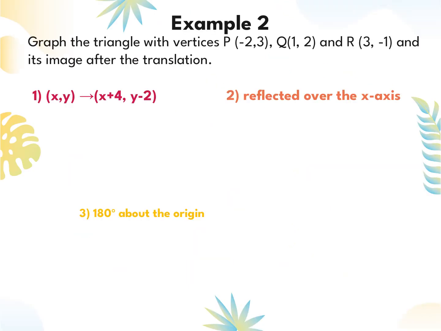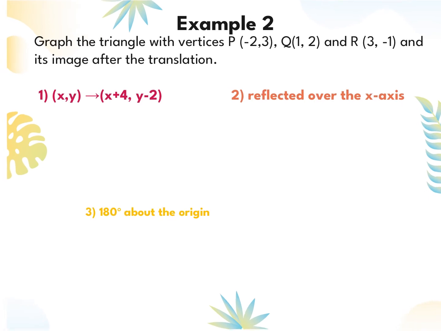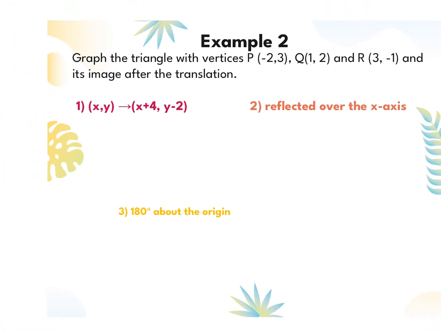Okay, so for the first one, again, all of the same original order pairs, but they want us to slide the first one, reflect or flip the second time, and then rotate or turn the third time. So for the first one, I'm going to go ahead and write down P, Q, and R. I'm going to do the originals in blue, P, Q, R. So the original P is negative 2, 3. Q was 1, 2. And R is 3, negative 1.